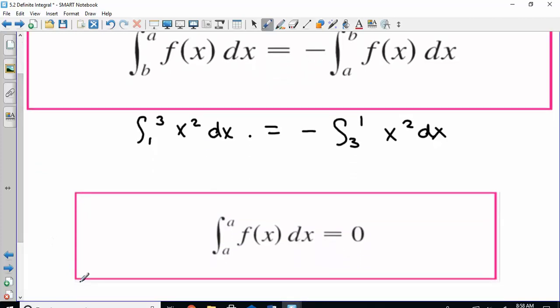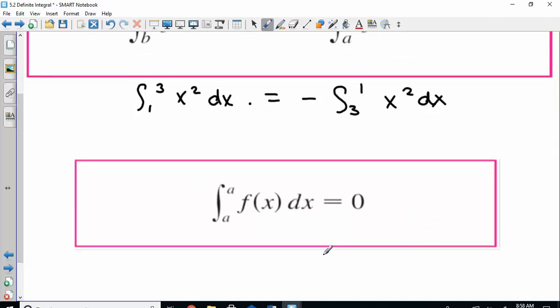Second rule says if your limits are the same, it's equal to 0, which should kind of make sense. We're talking about these in terms of area under a curve. So if I start here and end here, have we gone anywhere to calculate any area? No, so it's a 0.